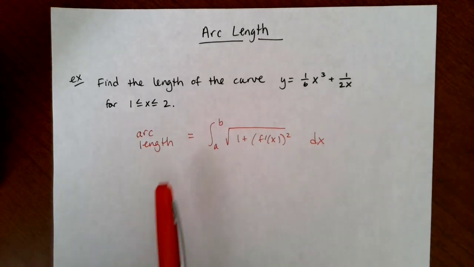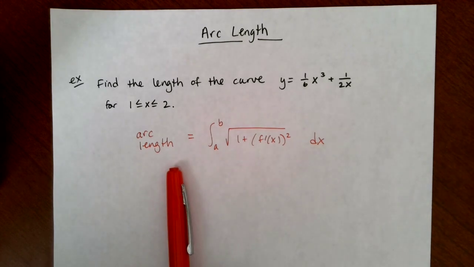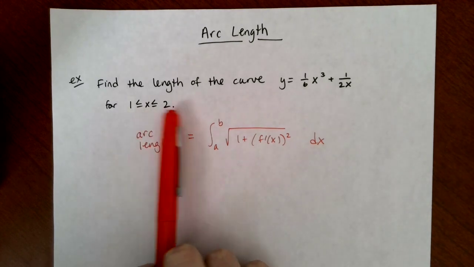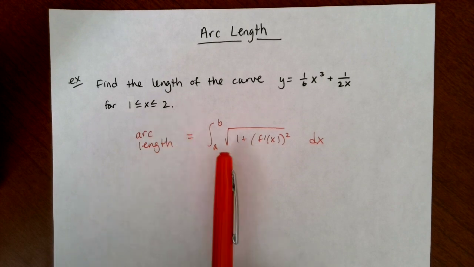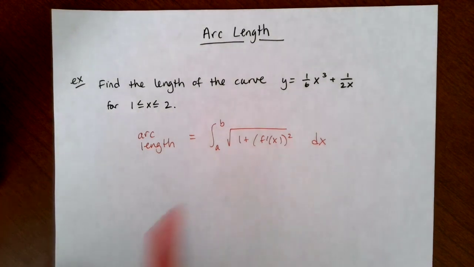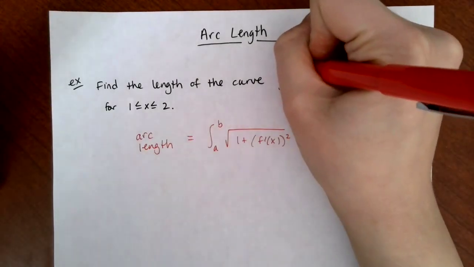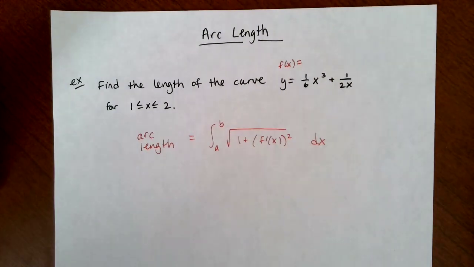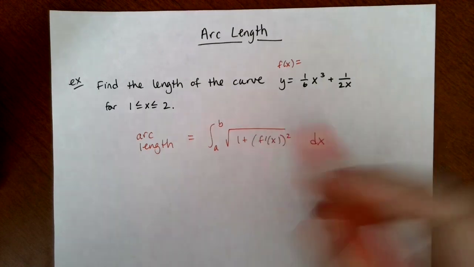So we start with our standard arc length formula for the length of the curve. The a and the b here are the 1 and the 2, that's the interval. And then our integrand is the square root of 1 plus the derivative squared. Before I plug stuff in, I'm just going to take an additional step. Instead of y, I'll call my function f of x so that it fits here perfectly.